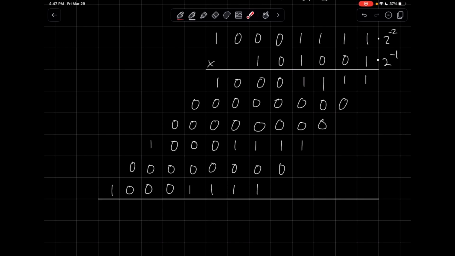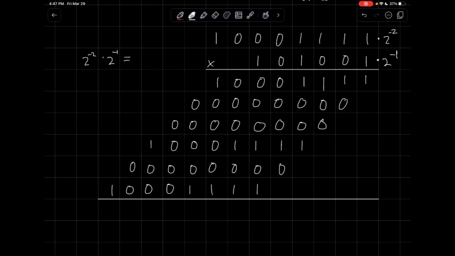And the nice thing is that if I'm multiplying this times 2 to the negative 2, and this times 2 to the negative 1, they have that common base. So then I can take 2 to the negative 2 times 2 to the negative 1. Since they have the same common base of 2, I can just add their exponents.